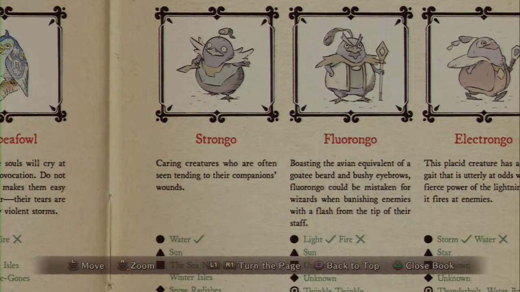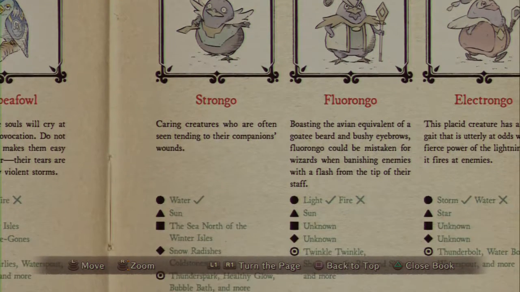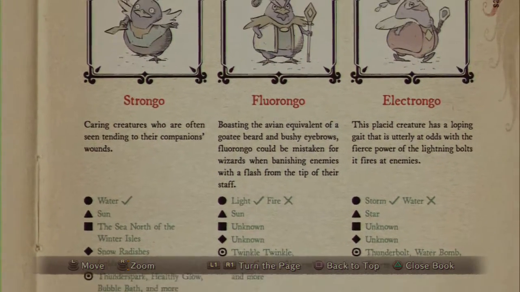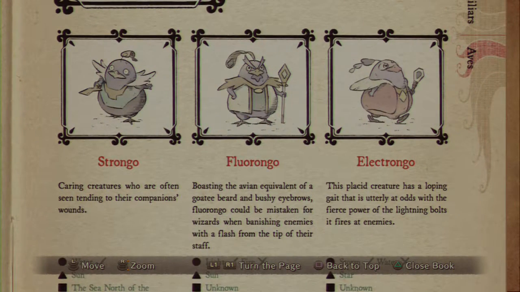Now, the Drongo can become the Strongo. Caring creatures who are often seen tending to their companions' wounds. Like the previous form, still resistant to water, but this one is born under the sun sign. These can be found in the sea north of the Winter Isles. They drop snow radishes, cold stones. They can know Thunderspark, Healthy Glow, Bubble Bath, and more.